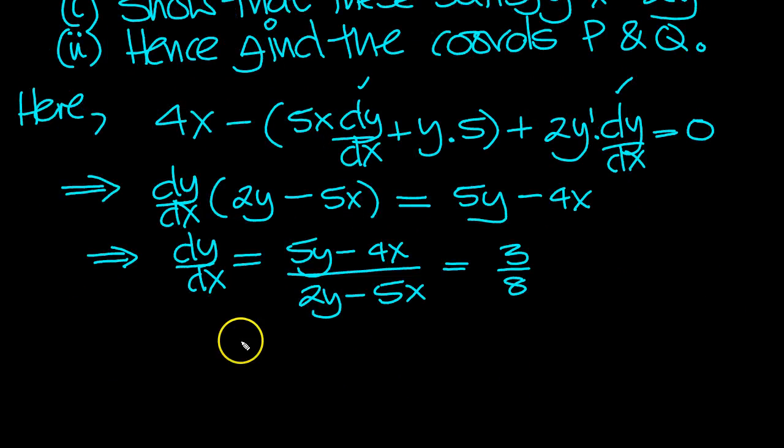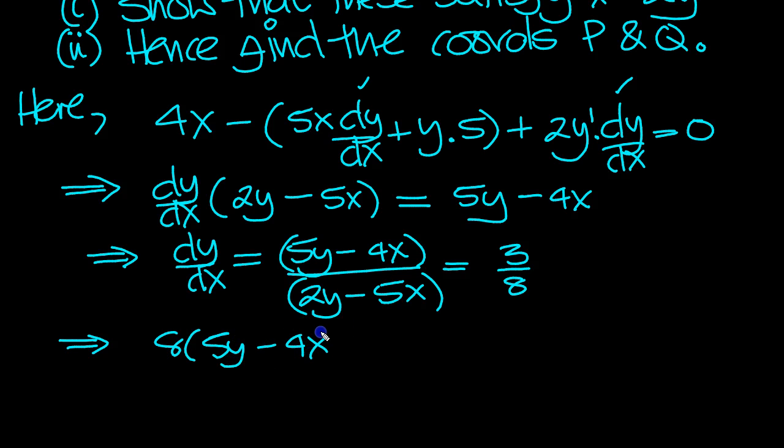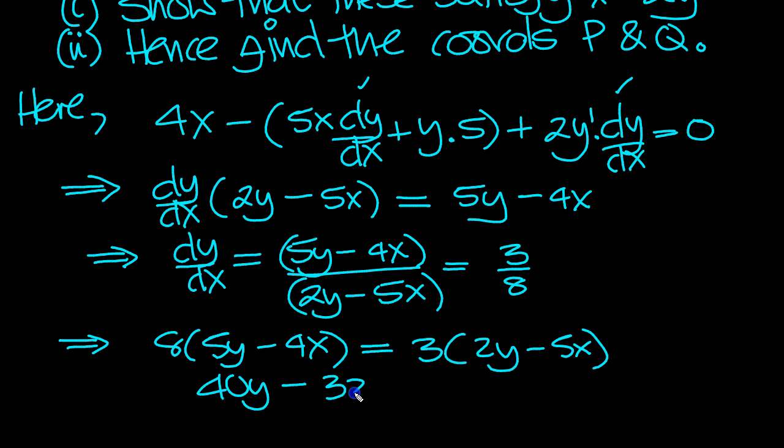P and Q. So what does that tell us now then? More than one term, so put brackets around these things as we move things around. 8 lots of this. Move the 8 up from divide to times on the other side. Leave the 3 as is and move this from divide to times also. So that's what we've got then. 40y minus 32x, when we expand that bracket, equals 6y minus 15x.